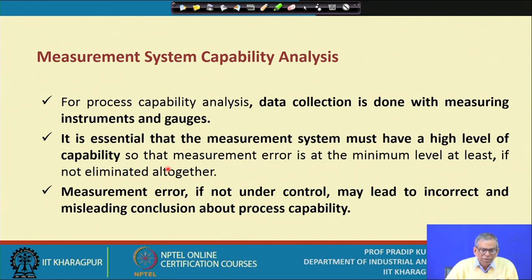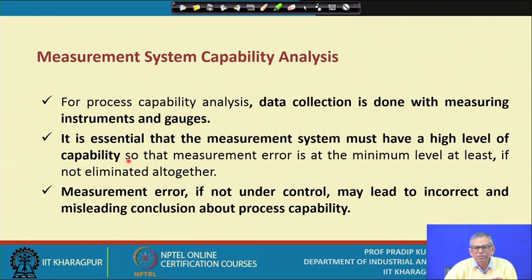For process capability analysis, data collection is done with measuring instruments and gauges. That is point number one. You cannot avoid using measuring instruments. It is essential that the measurement system must have a high level of capability. Capability means the same definition: the ability to produce as per the specification. Here the definition is the ability to produce as per the requirements.